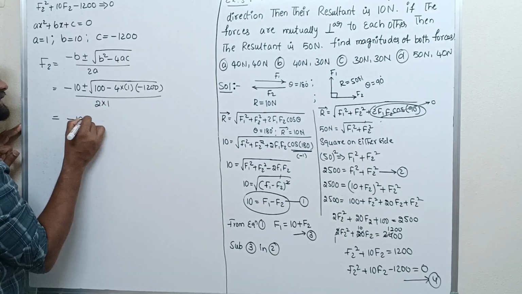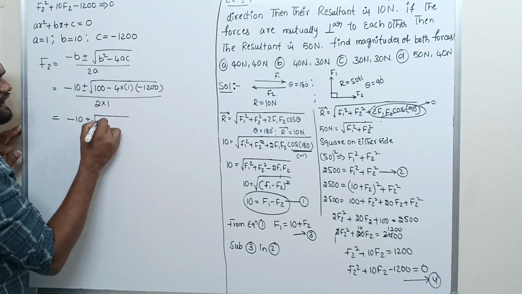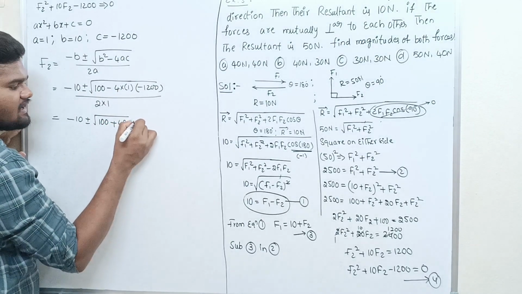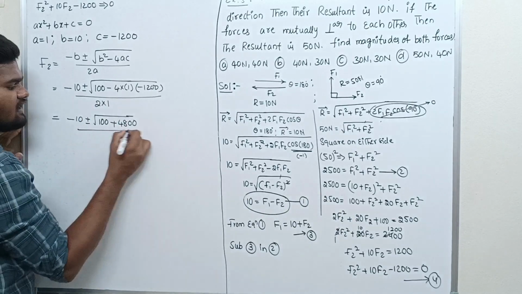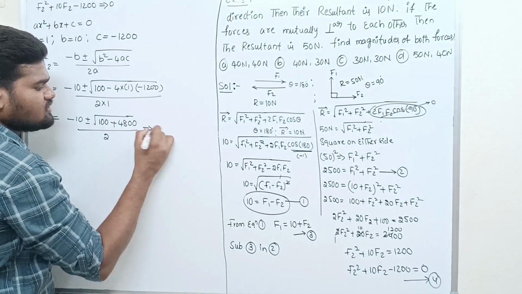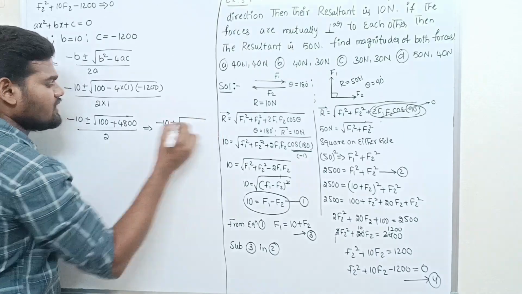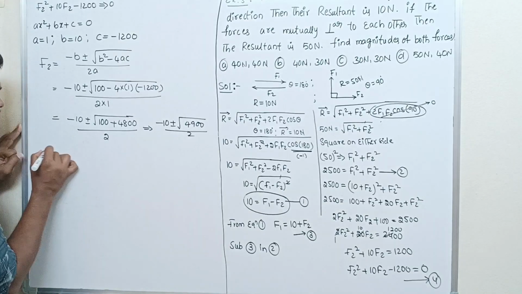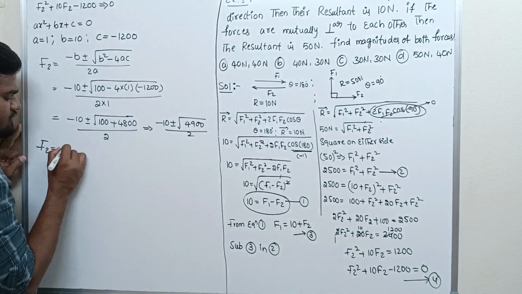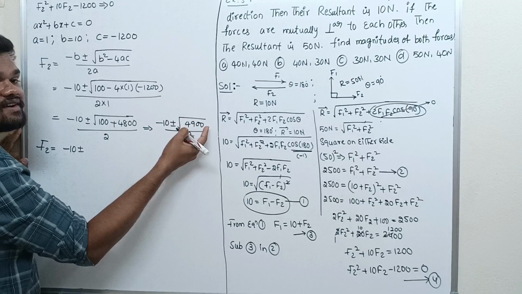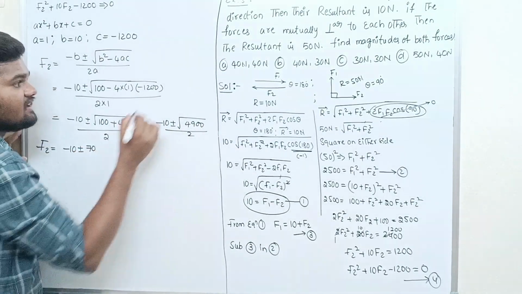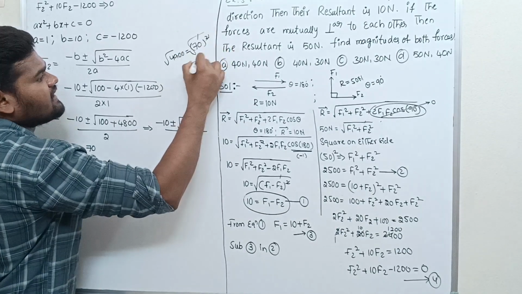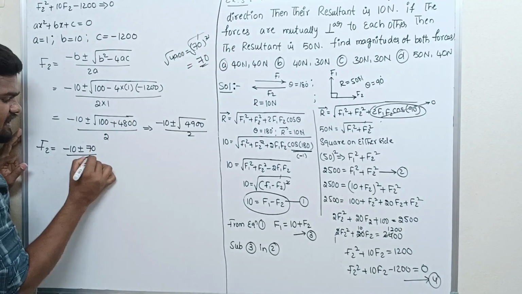So that is equal to minus 10 plus or minus under root of 100 plus 4 times 1200, that is 4800, divided by 2. So that is equal to minus 10 plus or minus under root of 4800 plus 100, so 4900, divided by 2. So F2 is equal to minus 10 plus or minus root over 4900, you will get 70. Root of 4900 is 70, because the square and square root get cancelled out, and you will get 70 divided by 2.